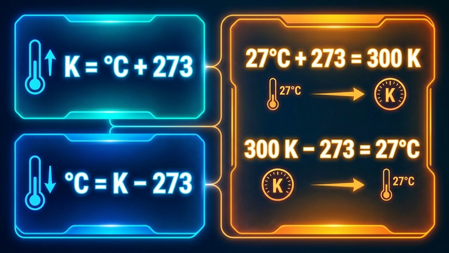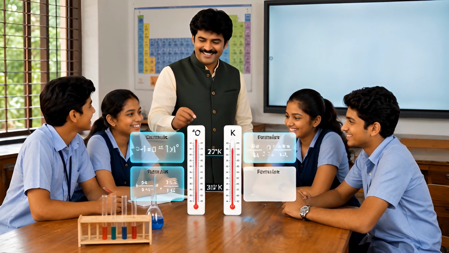Take 27 degrees Celsius. Add 273. The answer is 300 Kelvin. Isn't this calculation easy? From 300 Kelvin, subtract 273. 27 degrees Celsius is the answer once again.